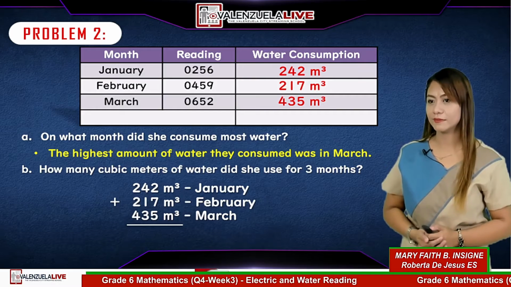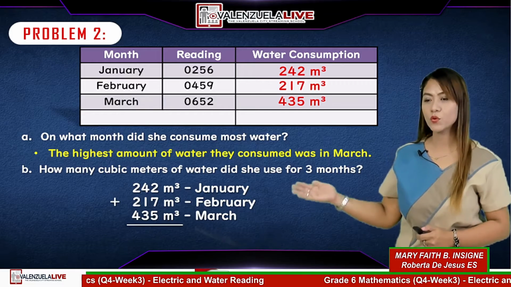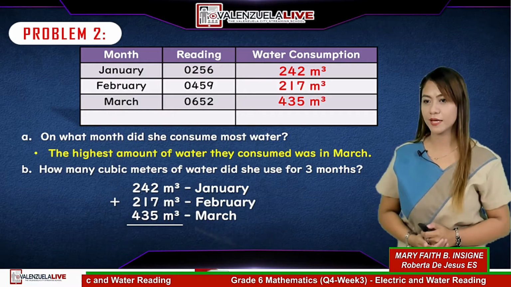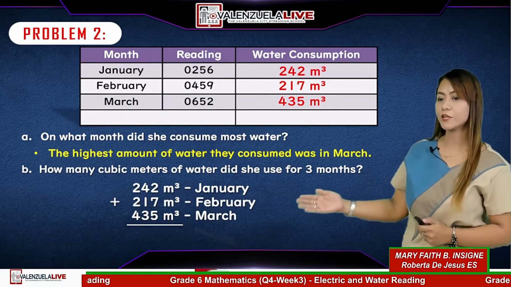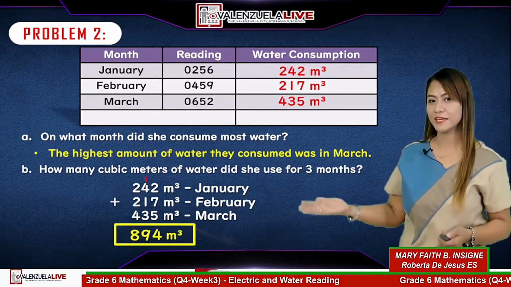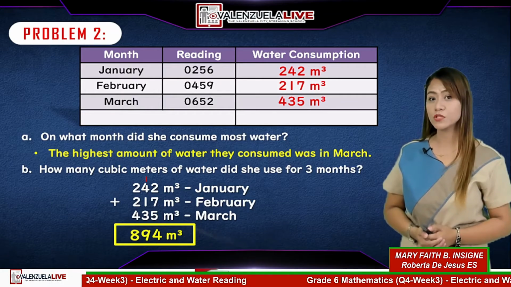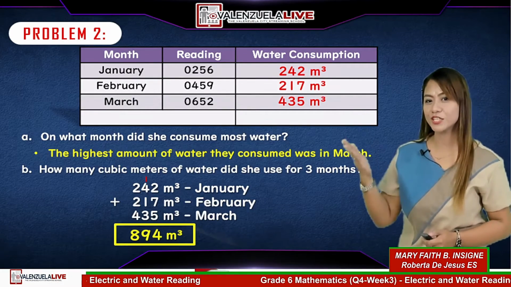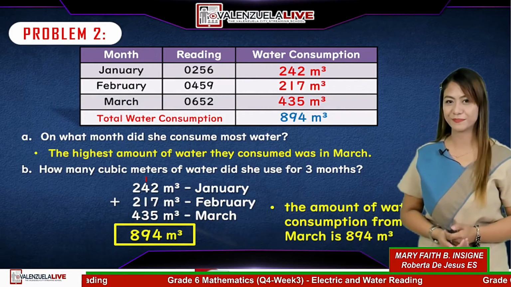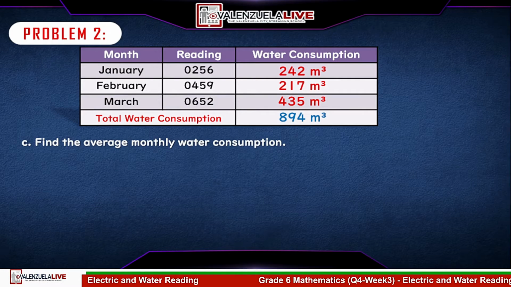So, let's add 242 cubic meters for the month of January, 217 cubic meters for the month of February, and for the month of March, we have 435 cubic meters. Do we have the same answer? If yes, great job. The amount of water consumption from January to March is 894 cubic meters.